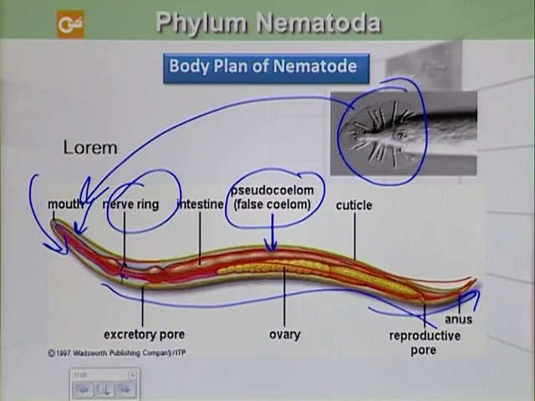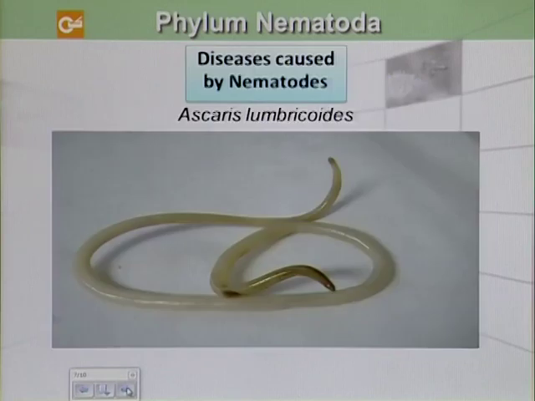And about their reproduction, they are not hermaphrodite, और इनमें जो sexes हैं these are separate. Here in this body plan of nematode we can see that only ovary is present here. So they produce eggs, and the male gonads are testes जो कि दूसरे organism में present होंगे, and larval stage is also present in the life cycles.